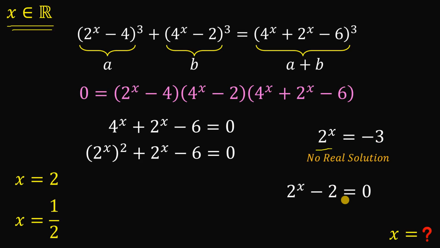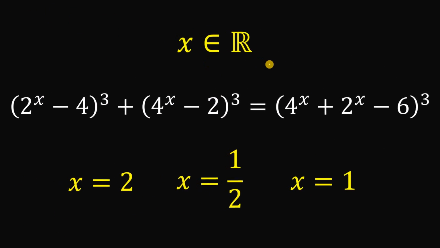Now, how about the second case? Add 2 on both sides. And this 2 on the right-hand side, we can rewrite as 2 raised to the power of 1. Therefore, we can say that x equals 1. And we found the last real value of x that satisfies this equation. Therefore, given this equation, where x is a real number, we found 3 possible values of x. We have 2, 1 over 2, and 1.